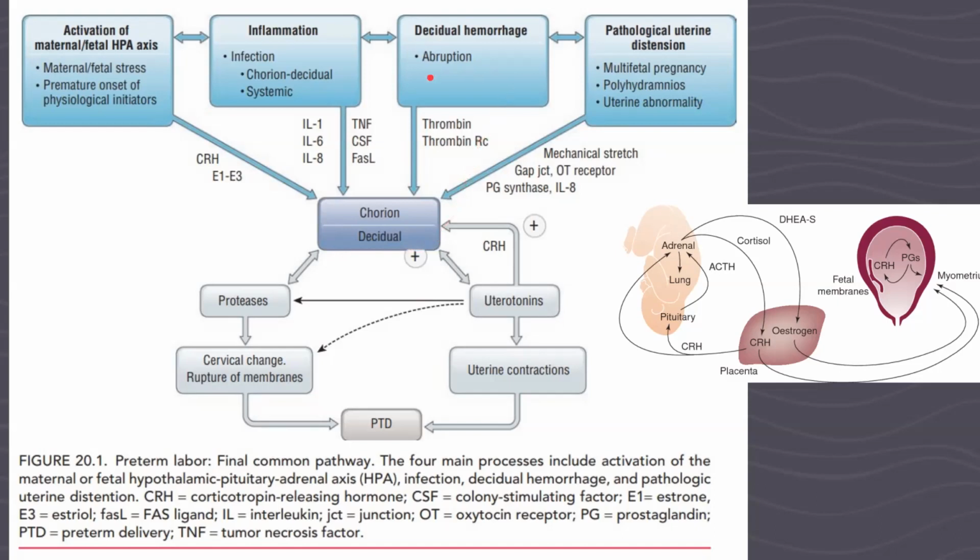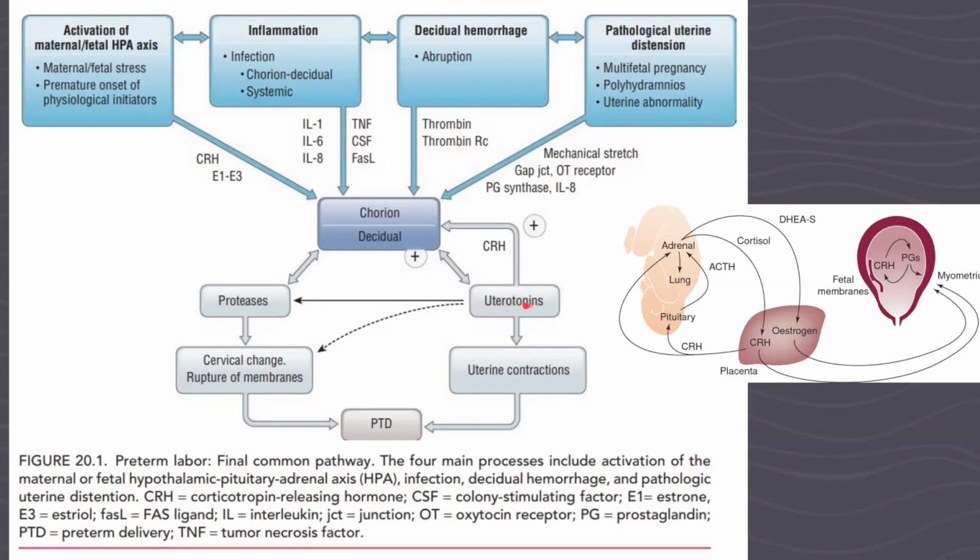You could also have a hemorrhage or an abruption. That's basically where the placenta tears away from the uterine wall. It can be very dangerous depending on how bad it is, or it could be little points of abruption. This is going to stimulate that whole process too. And then you could have pathologic uterine distension, and that's going to be from twins or triplets. That's why preterm labor is very related to multiple gestations, and that is going to stimulate contraction.